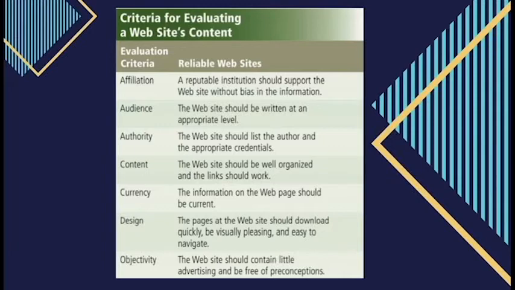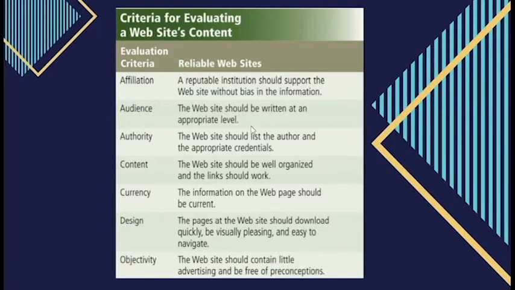And okay, so we have here some criteria of evaluating of website content. So before we go to make a website, we have to consider these things, these criteria for evaluation. So we have here first the affiliation. So a reputable institution should support the website without bias in information. So if na-affiliate ng mga website, so dapat mo i-bias yung mga information.